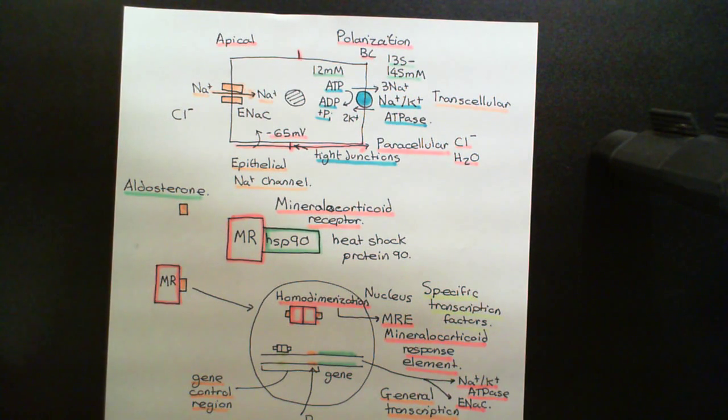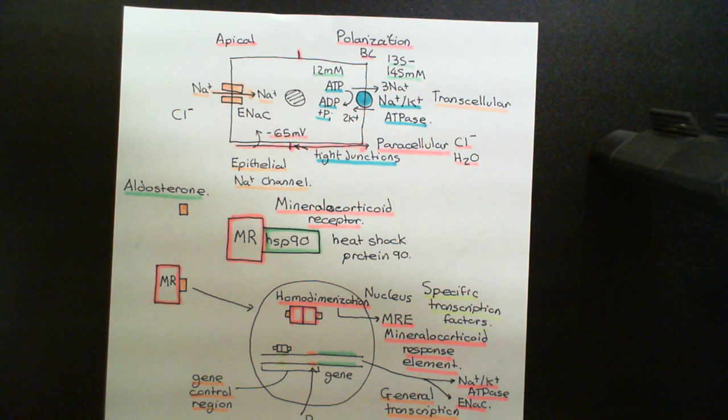Okay, so overall then, that is how aldosterone going up is going to increase the amount of sodium chloride and therefore water that is reabsorbed by the terminal distal convoluted tubule and the cortical collecting ducts. And that then is going to help bring blood volume up.